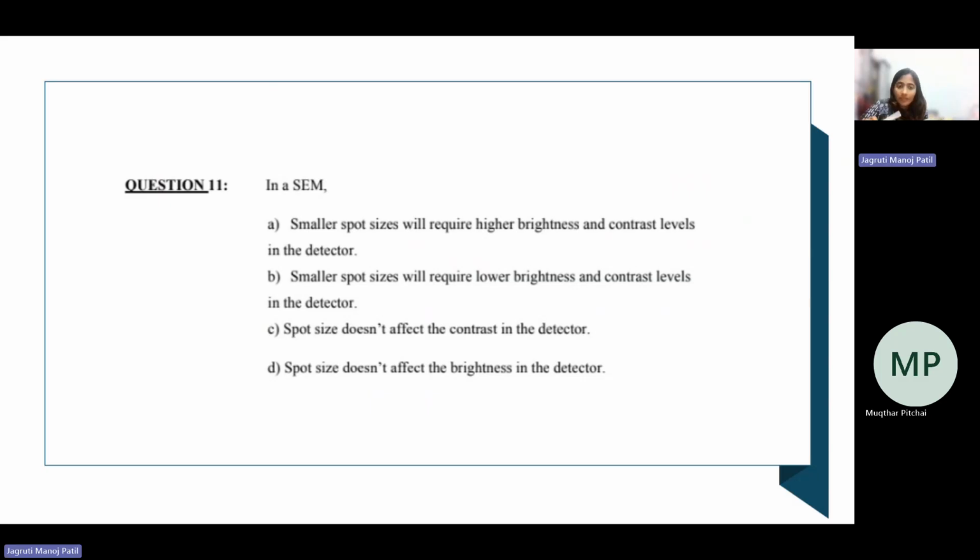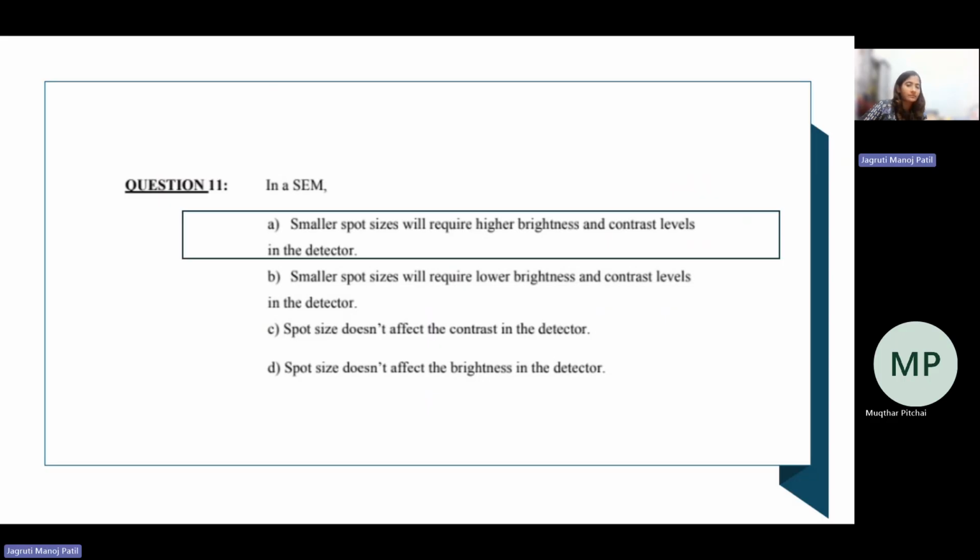In SEM, what do you do with a smaller spot size? Smaller spot sizes will require higher brightness and contrast levels. Or lower, or spot size does not affect? Okay, so the smaller will require which level of brightness and contrast? It will require higher.